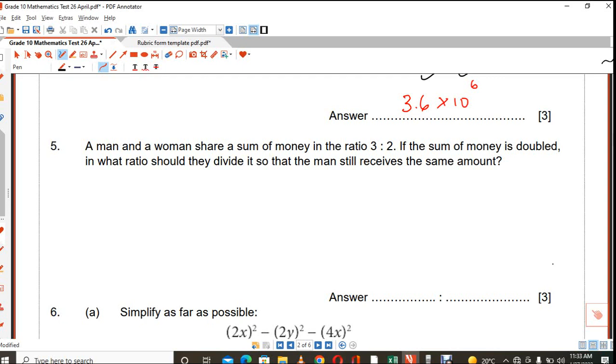A man and a woman share a sum of money in the ratio 3:2. If the sum of money is doubled, there is where people start getting lost because they don't see how much the money is. What does the man get presently? 3.